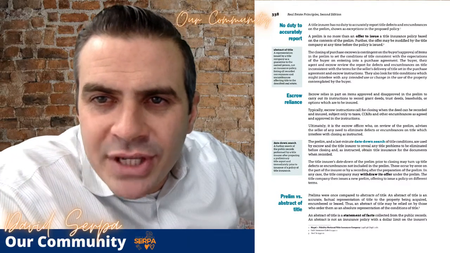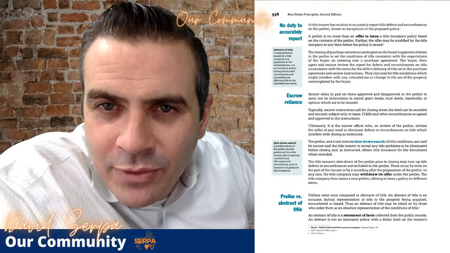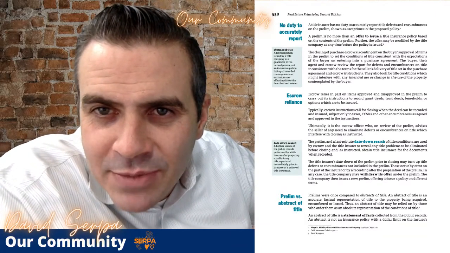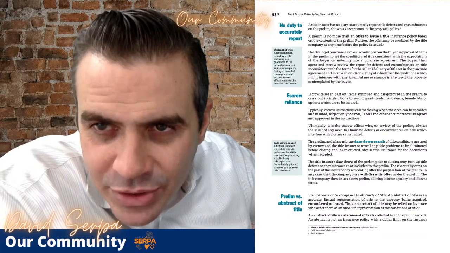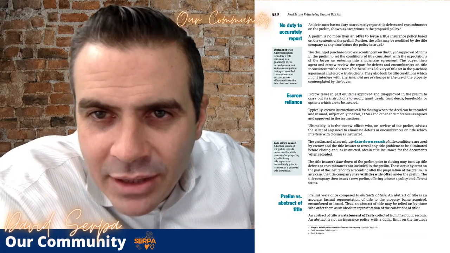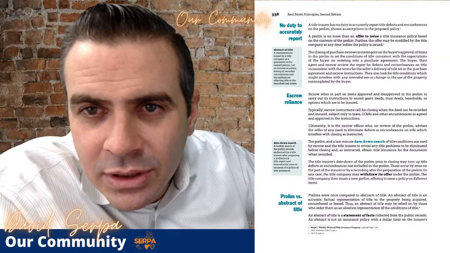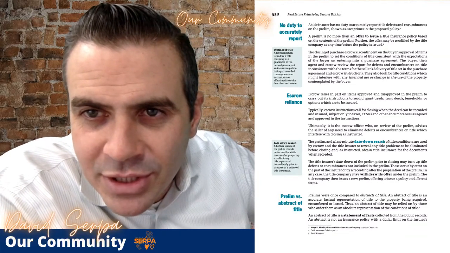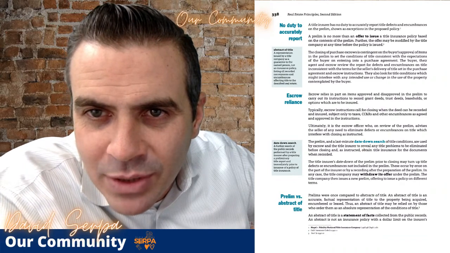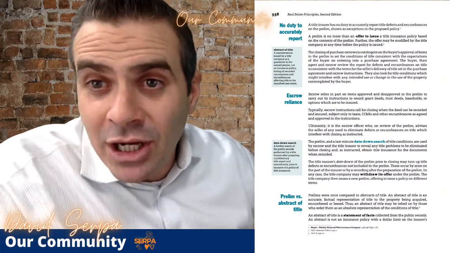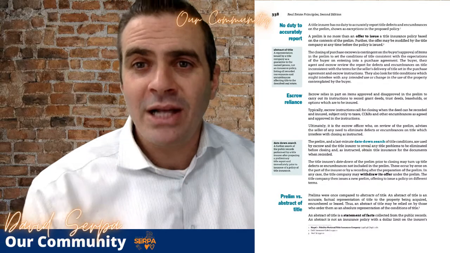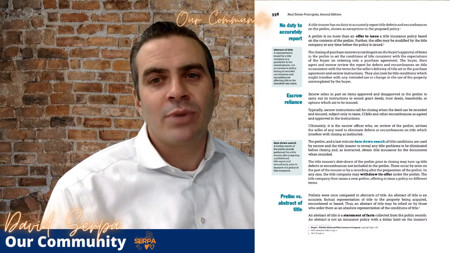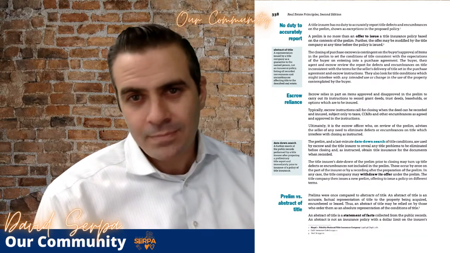The closing and purchase escrow is contingent on the buyer's approval of items in the prelim to set the conditions of title consistent with the expectations of the buyer on entering into a purchase agreement. The buyer, their agent, and their escrow review the report for defects and encumbrances on title inconsistent with the terms on the seller's delivery of the title set in the purchase agreement and escrow instructions. They also look for the title conditions which might interfere with any intended use or change in the use of property contemplated by the buyer.